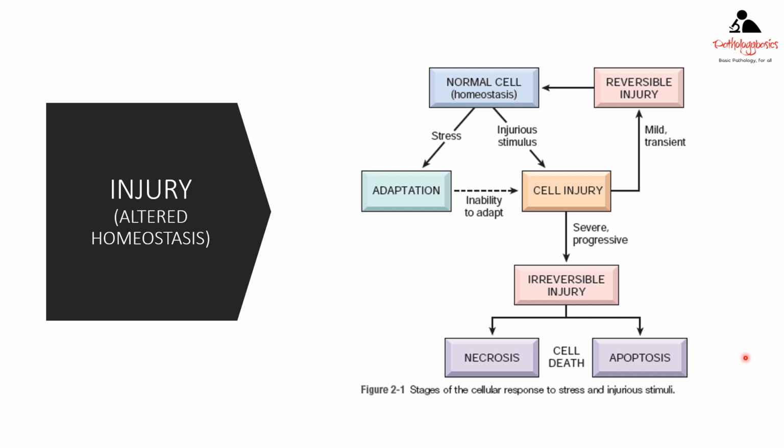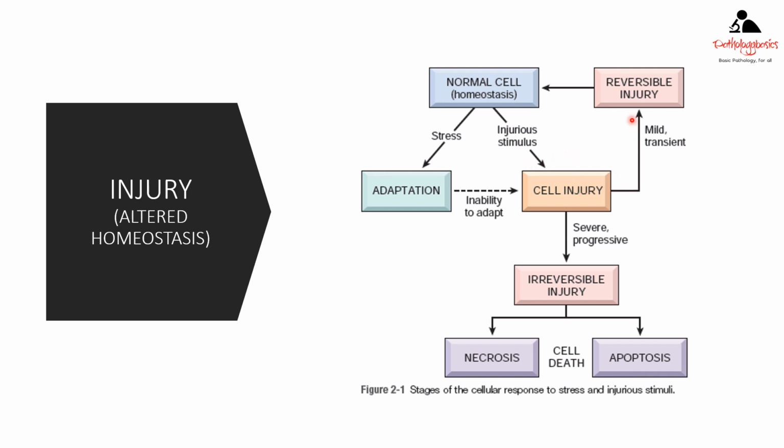This is a very nice illustration given in Robbins' book, and it essentially tells you all that is there in this chapter number 2. We begin with the normal cell, that is homeostasis. What happens when a normal cell is exposed to stress? The stress causes certain changes in the cells, and these are called adaptations. If the cell is unable to adapt, or if the injurious stimulus is so large that the cell cannot adapt, it undergoes injury.